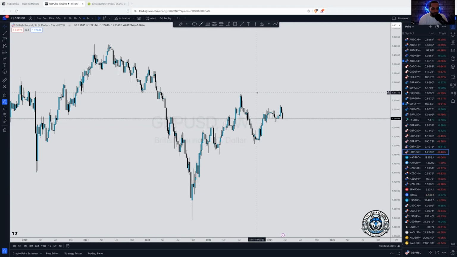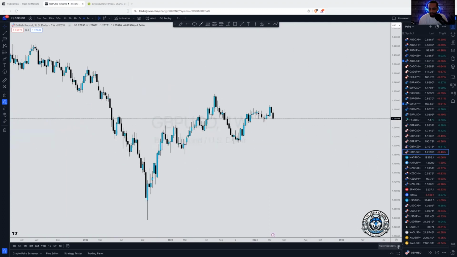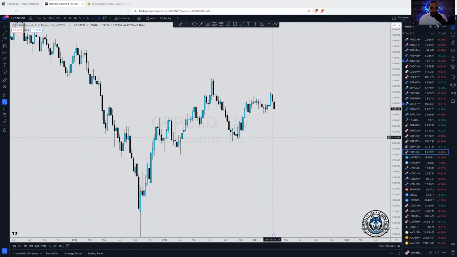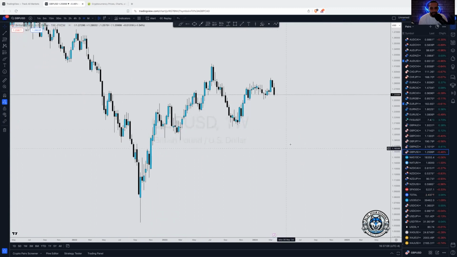I'm gonna go over a few pairs that I'm potentially looking for some opportunities in, and I'll just jump straight into it like I normally do. Won't take too much time. I'm gonna go ahead and take a look at GBP USD as always, starting off on the weekly time frame.